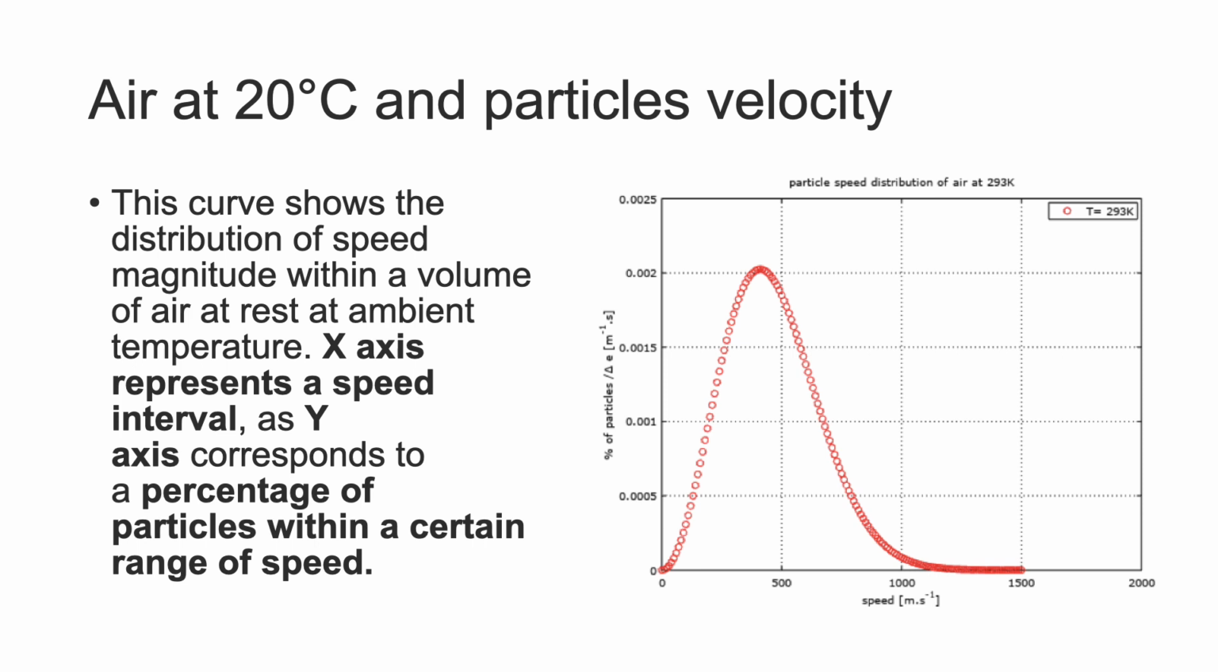The curve shown here shows the distribution of velocity magnitude within a volume of air at rest and at a certain ambient temperature. X represents the speed intervals, and Y represents the percentage of particles within a certain range of speed.